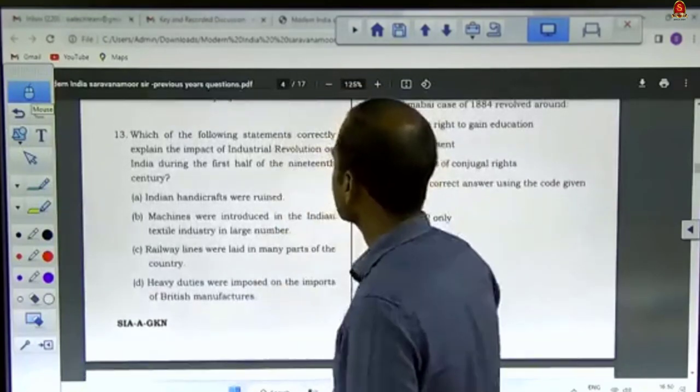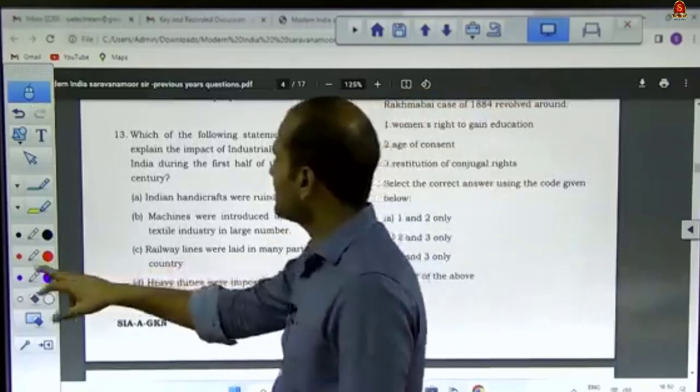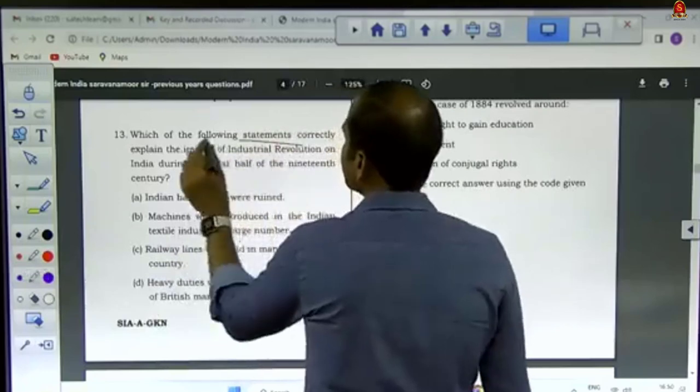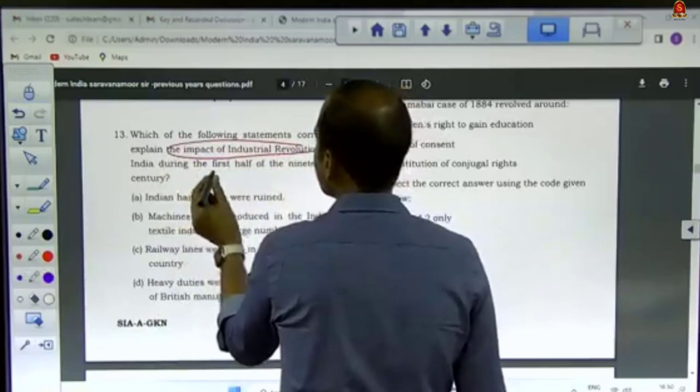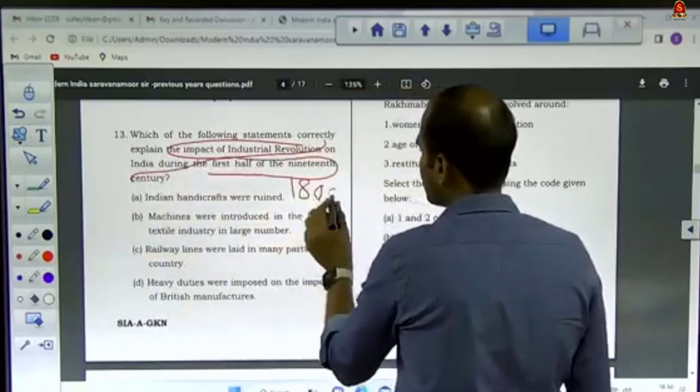Next, come to the 13th question. Which of the following statements correctly explains the impact of the industrial revolution in India during the first half of the 19th century? So this is all very famous.